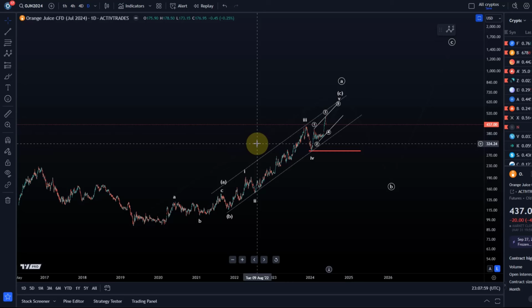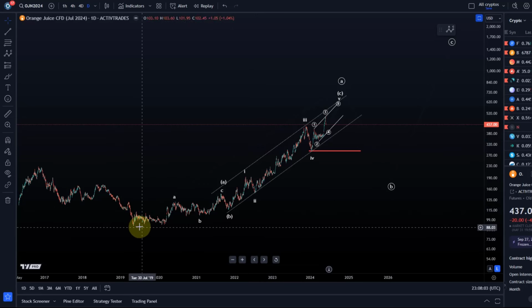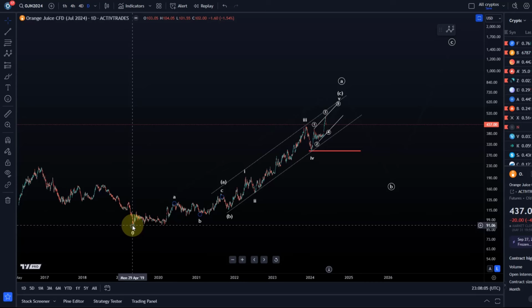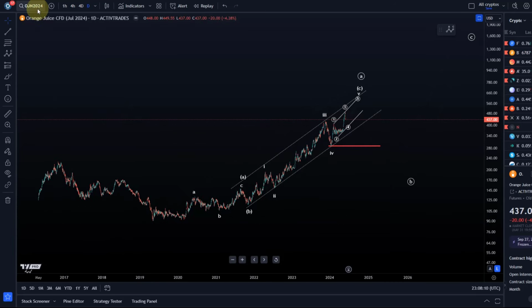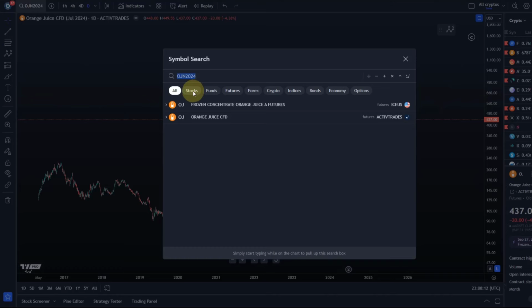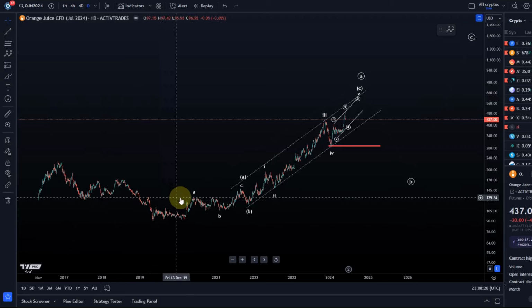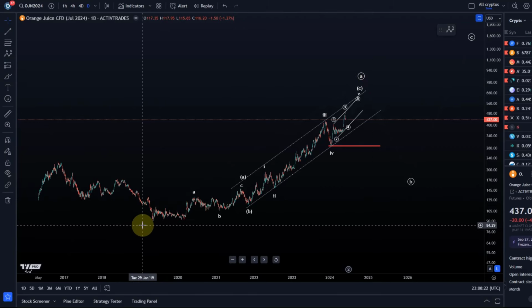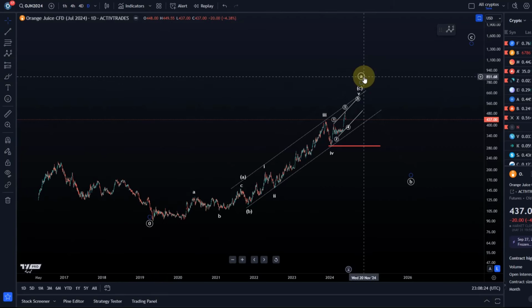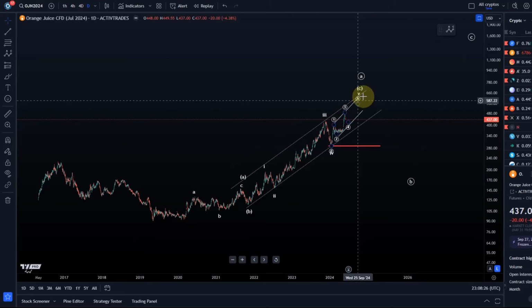So this is obviously the orange juice CFD. The chart history isn't massive. We have to start at the all-time low, which is here at 2019. I've had a look through the different orange juice cash contracts on TradingView, and this seems to be the one with the longest chart history. So it doesn't really give us the very long-term view, making the long-term perspective kind of uncertain. So we need to keep an open mind.